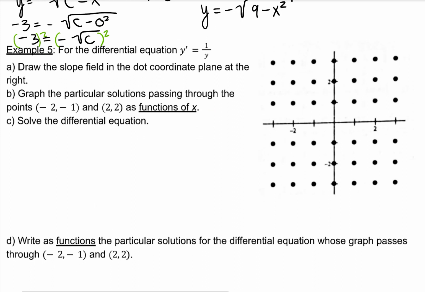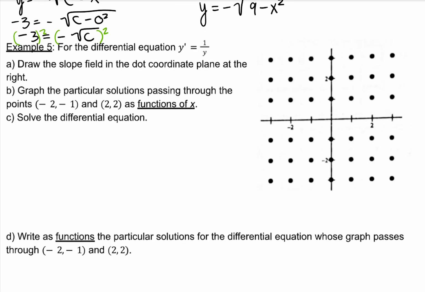For the differential equation y prime equals 1 over y, draw the slope field in the dot coordinate plane at the right, graph the particular solutions passing through the points negative 2, negative 1, and 2, 2 as functions of x, solve the differential equation, and then write as functions the particular solutions for the differential equation whose graph passes through negative 2, negative 1, and 2, 2. The slope field shouldn't be too difficult. It is simply 1 divided by whatever your y value is.